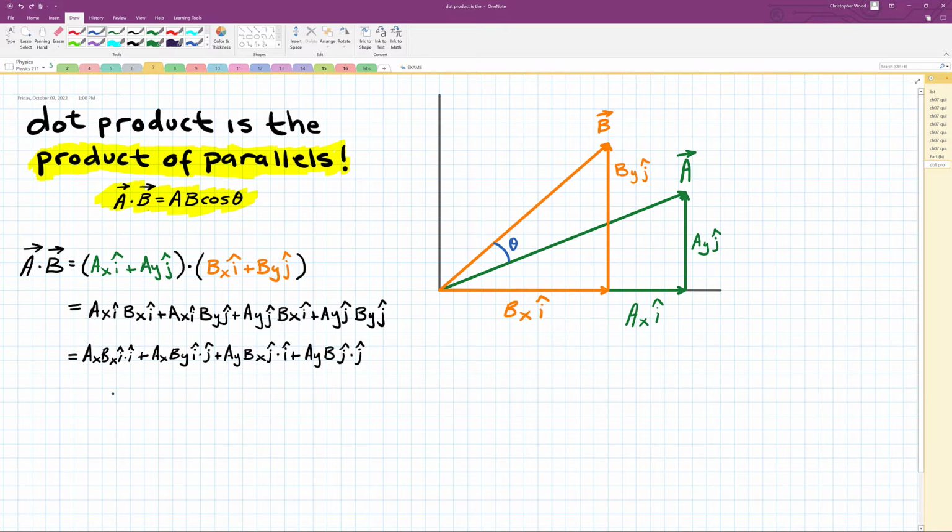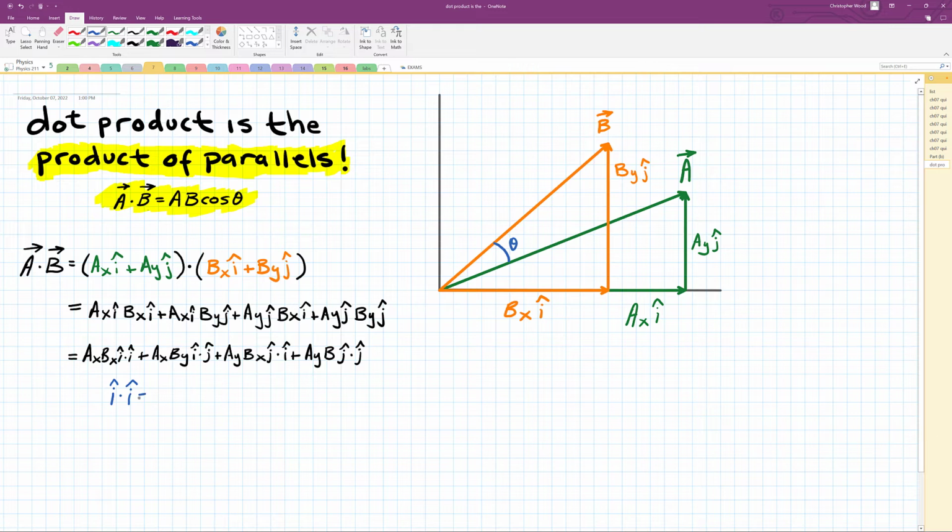Okay, ax times bx is just ax bx. Those are two scalars. You just multiply them together. They're just two numbers. Let's talk about i hat dot i hat. I'm multiplying a unit vector by another unit vector, so I have to use a vector multiplication operation. In this case, that operation is the dot product.